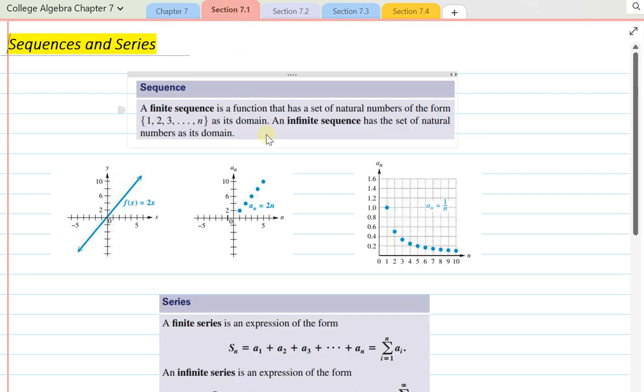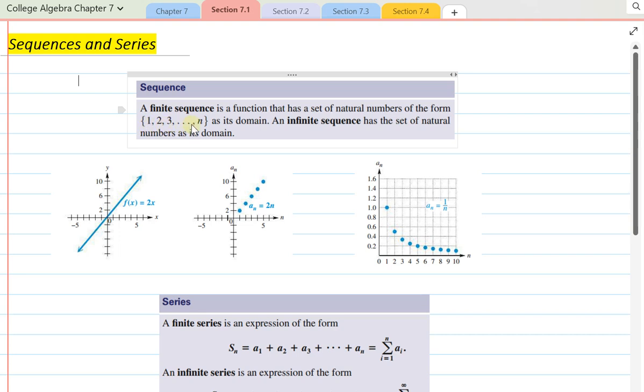In section 7.1, we're looking at sequences and series. So I have here, I've copied from the book the definitions because the font set looks nicer than my handwriting. So a sequence is simply a function, just like your ordinary functions you worked throughout the course. The only difference is that with a sequence, this function's domain is the set of natural numbers. Remember, the set of natural numbers are your counting numbers. These are 1, 2, 3, and so on, all the way on up to n.